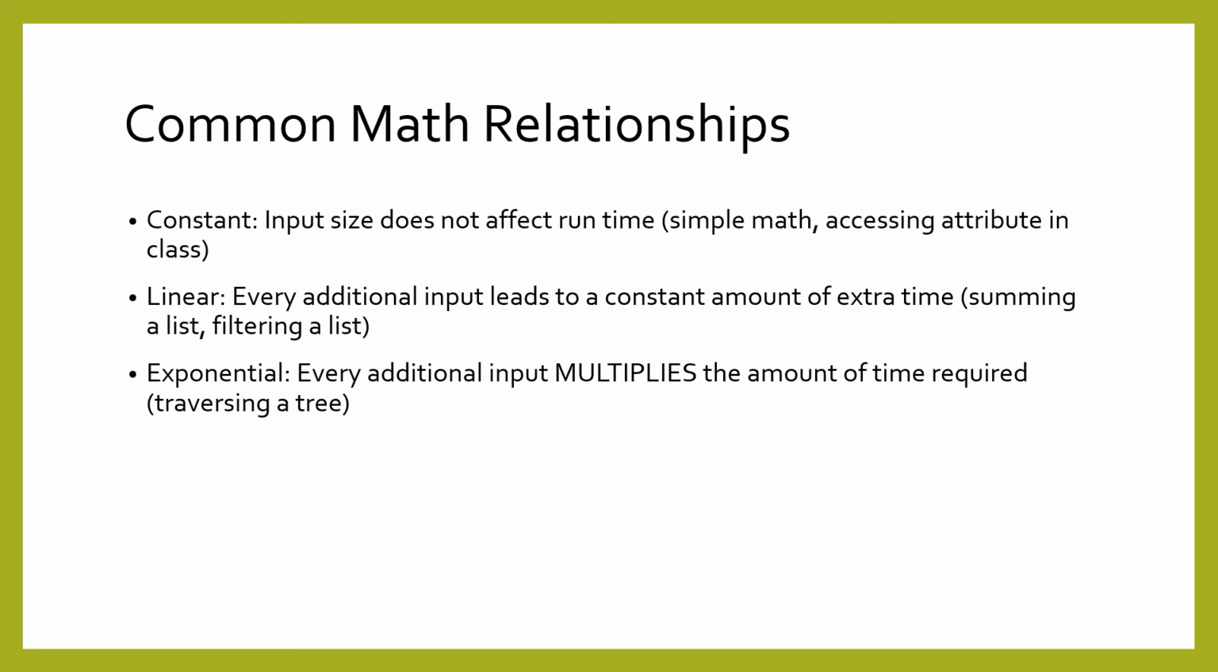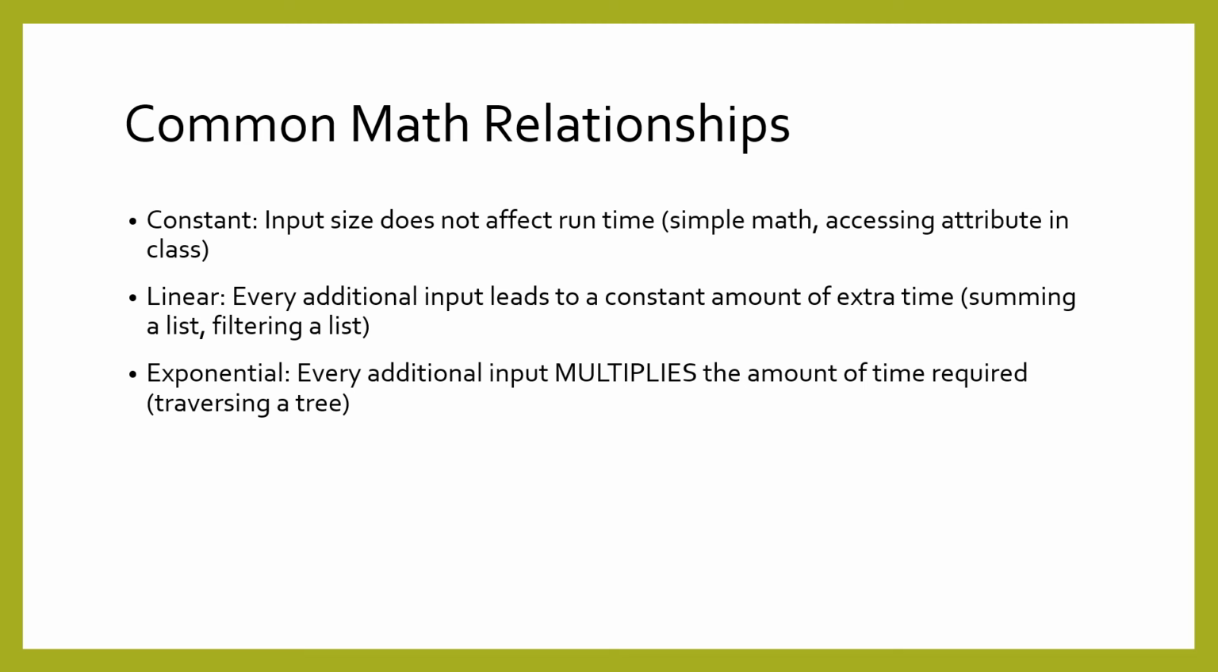In general, we will start off with 3 basic relationships. There are many other kinds of relationships, one for each possible line you could see on a graph. But for now, we want you to master these 3. The first is a constant relationship, which is when there is no relationship at all between the size of the input and how long the program takes to run. This is common for simple mathematical expressions, accessing attributes in classes, and the actual step of starting a function call.